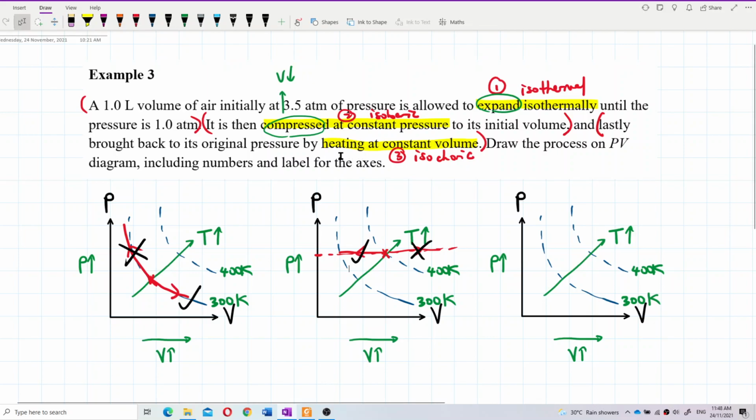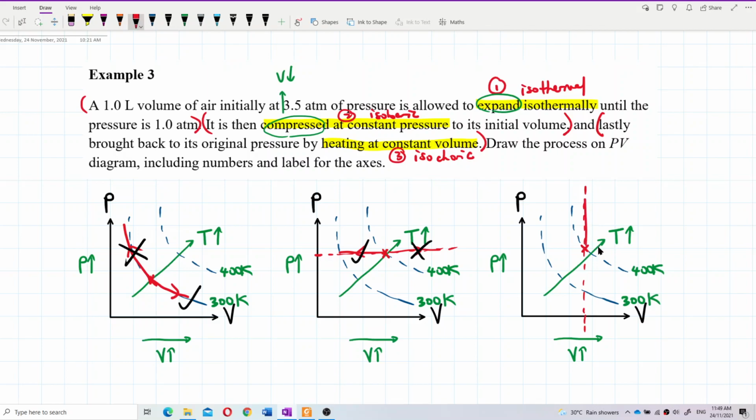Okay, and then for the last one, the isochoric process, constant volume. Constant volume means I must maintain the same volume. Let's say I start from here. So the graph should go up or go down?